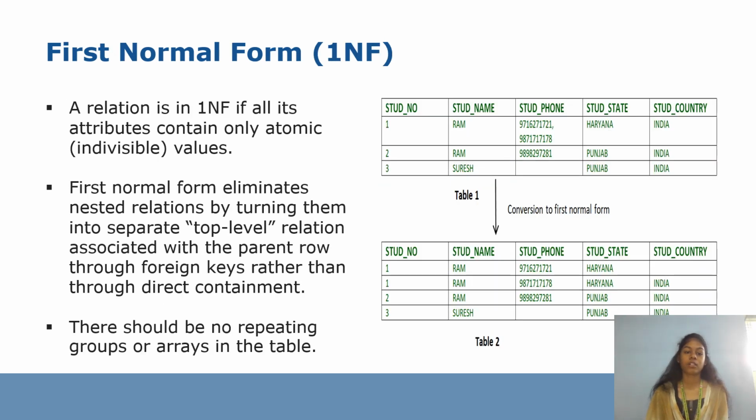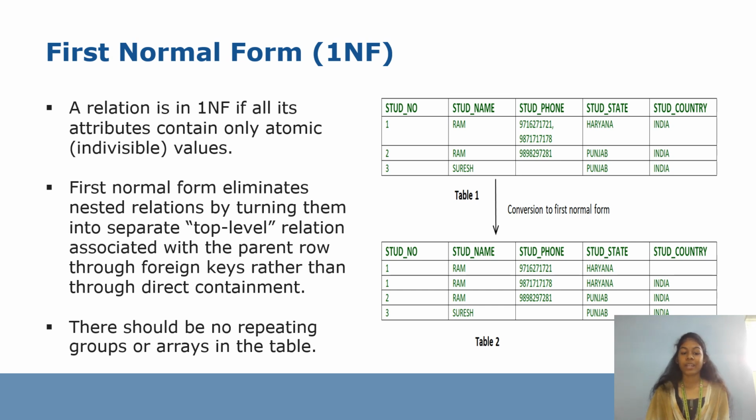First NF, first normal form. A relation is in 1NF if all its attributes contain only atomic or indivisible values. First normal form eliminates nested relations by turning them into separate top-level relations associated with the parent row through a foreign key rather than through direct containment.